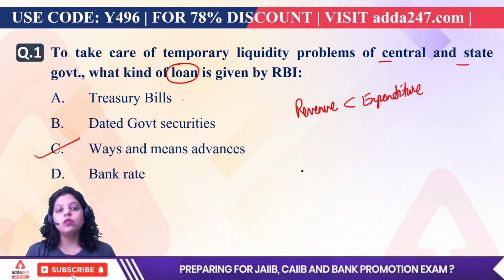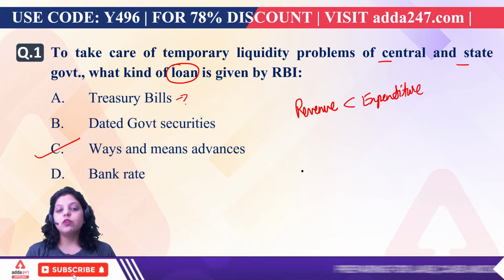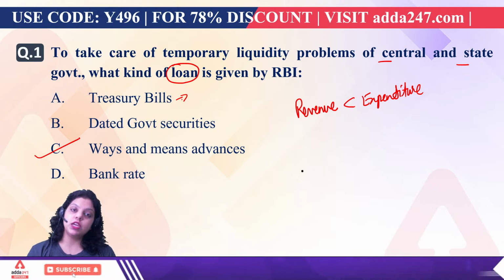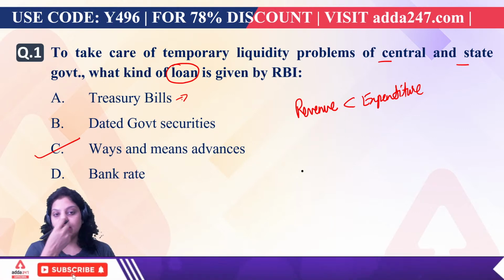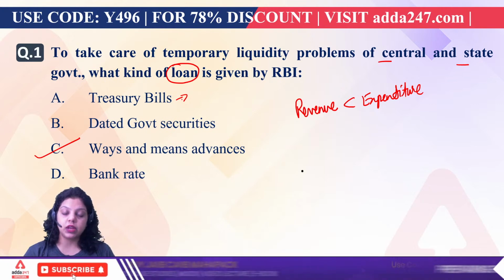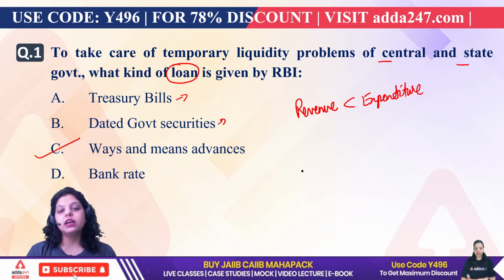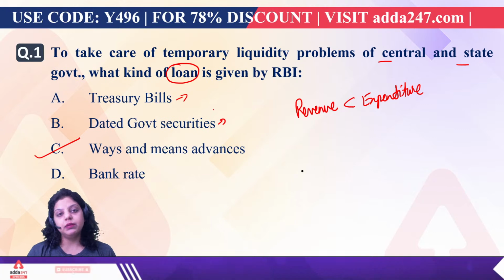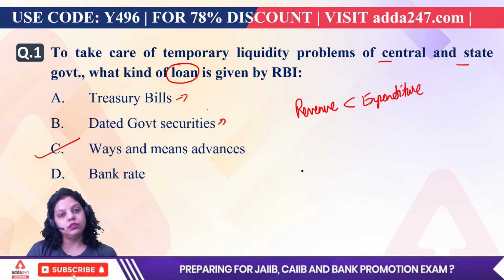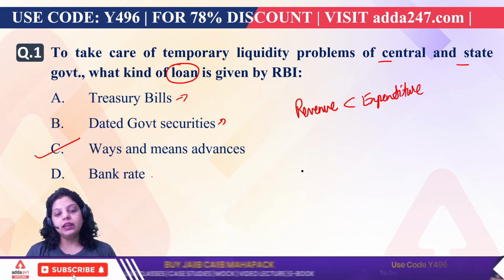If we talk about treasury bills, that is the kind of situation where government securities will be issued and the government is taking a loan. Okay, that will not be temporary, that will be for a particular fixed period of time. Similarly, the dated government security will be short dated government security and long dated security. Both are loan instruments, both are debt instruments. When it comes to the bank rate, it is for the long term.